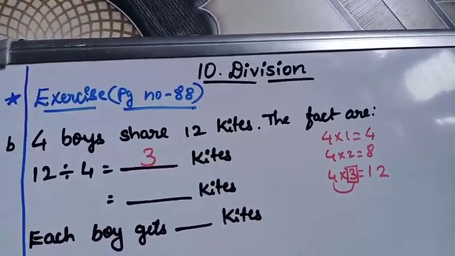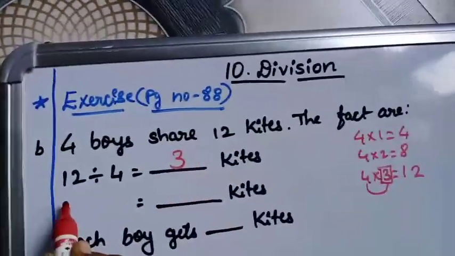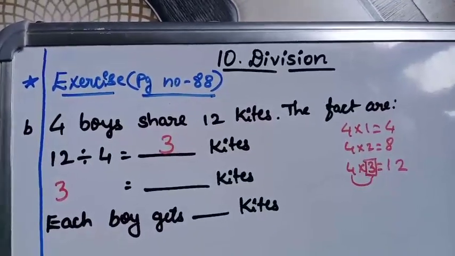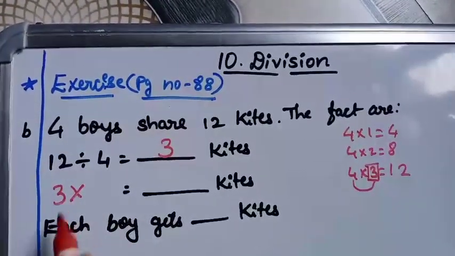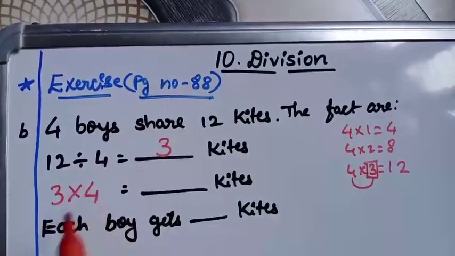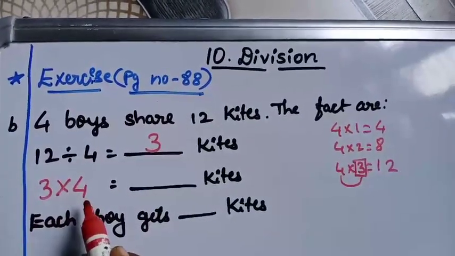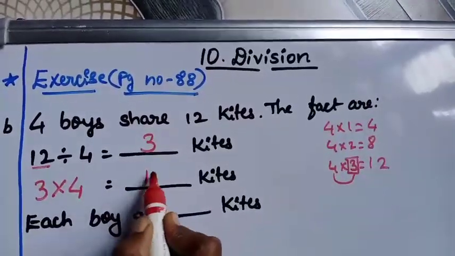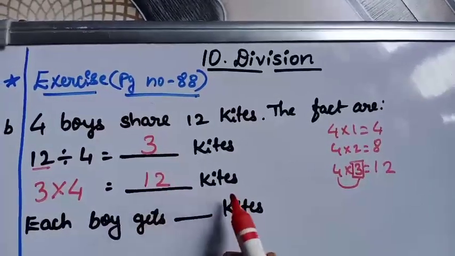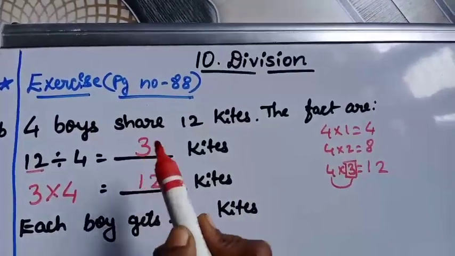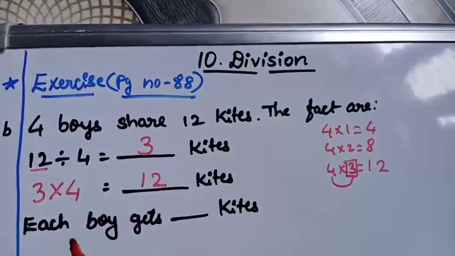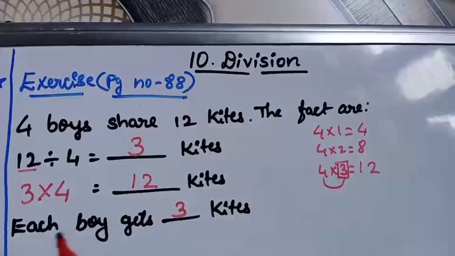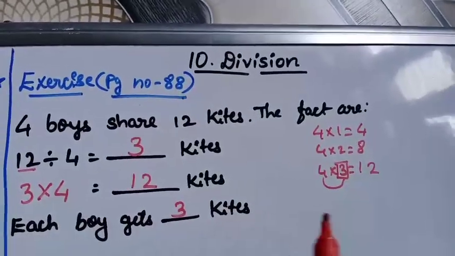Okay. Now the second step is, we have to take this number 3 and check whether the answer is correct or not. Then we have to do multiplication, with this number, that is 4 boys. 3 fours are how much? 3 fours are, what is the answer? Total 12 that we get here. So total kites 12, and each gets 3 kites equally. So each boy gets how many kites? 3. Got it? Each boy gets 3 kites equally.